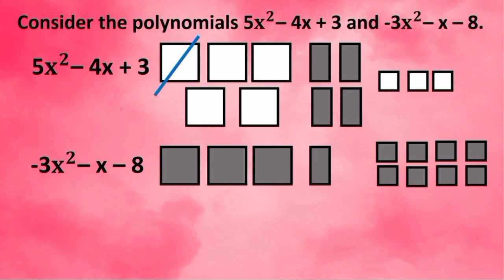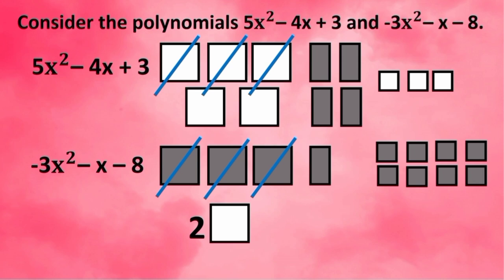Remember that positive term and negative term is equivalent to 0. So we will cancel out positive and negative values. So we cancel out 3 on both terms. We have remaining 2 big squares. So we have 2 remaining big squares.